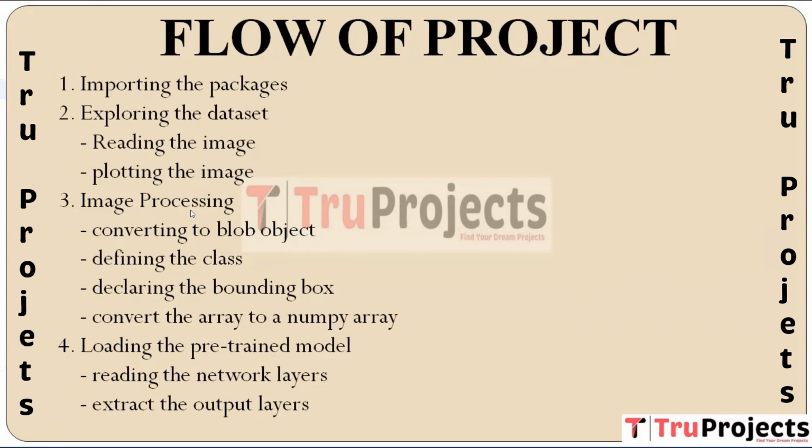Next, we have image processing. Here the images are pre-processed to make them suitable for input into a machine learning model. This can involve tasks such as converting images to a format that the model can understand, a blob object, defining the classes of objects you want to detect, declaring the bounding boxes for these objects, and converting the processed data into a NumPy array. Then we have loading the pre-trained model. This step involves obtaining a pre-trained machine learning model, typically for object detection. You read the network layers of the model and extract the output layers, which will be used for making the predictions.